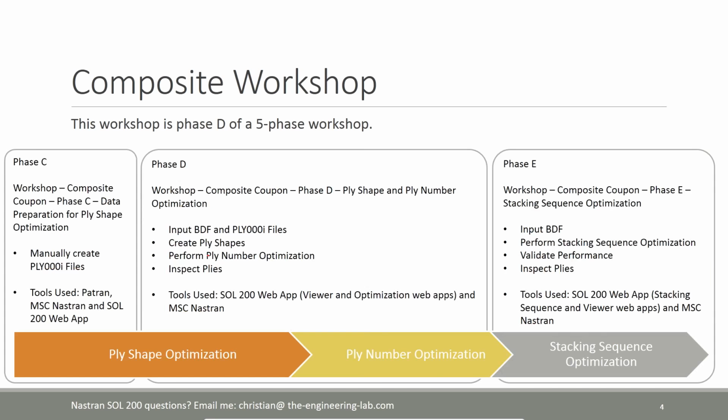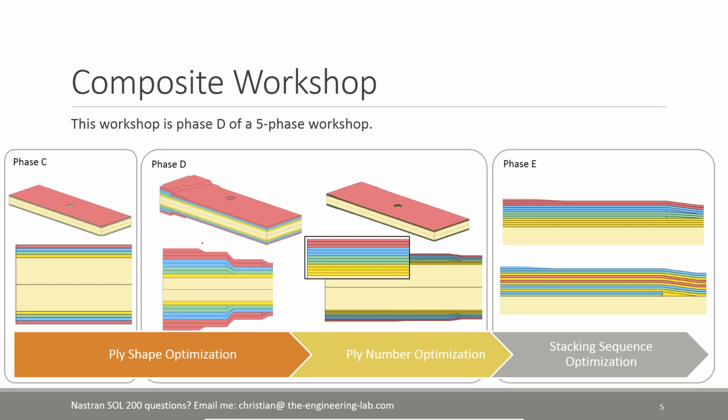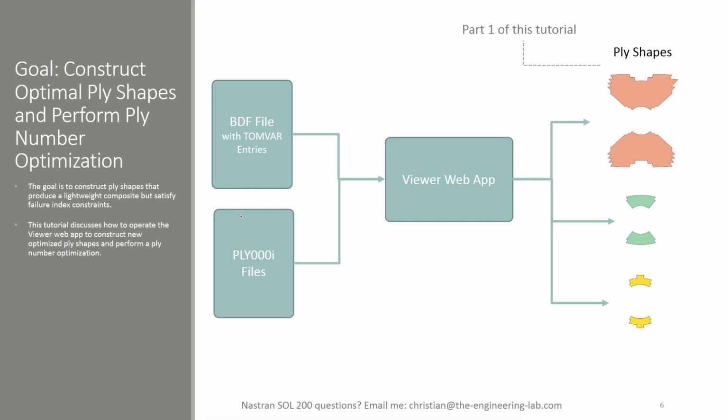Now, here, I'm just flipping over the various workshops that we've gone over so far. Again, today we're going over phase D, where we get to perform this ply shape and ply number optimization. In the next workshop, we're going to be working on the final workshop, which is a stack and sequence optimization. Here is just a diagram of the ply shapes we're going to be building for this workshop.